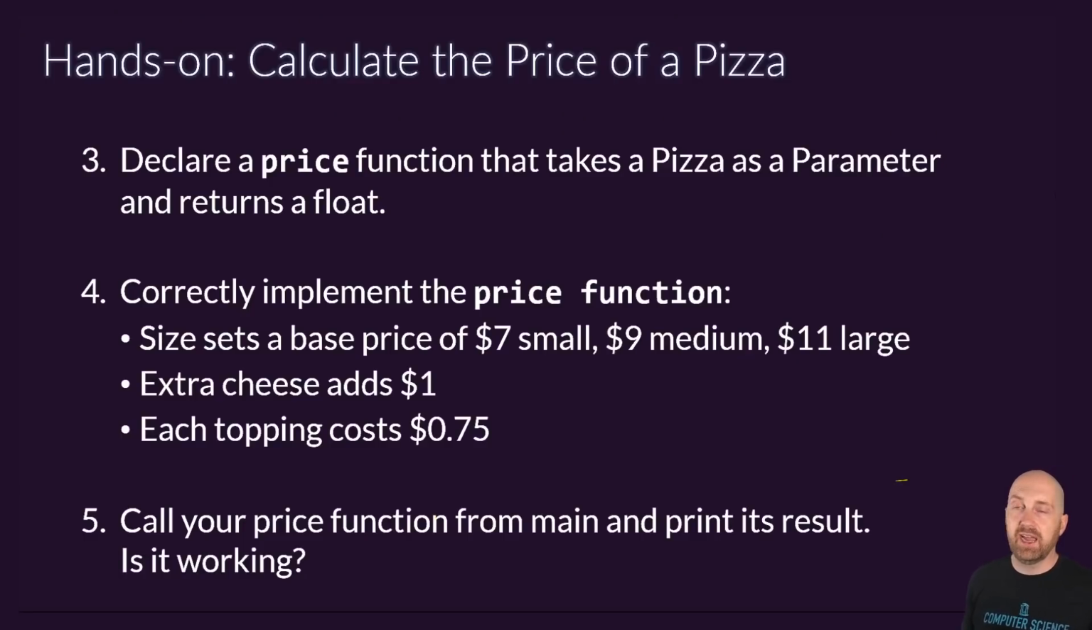Next, I'd like you to try calculating the price of a pizza by writing a function named price that has a single parameter whose type is pizza, and it's going to return a float value. The logic behind the computation is that the base price is going to be $7 for small, $9 for medium, and $11 for large. You can assume there's no other size. The extra cheese will add an additional $1. Each topping will add an additional 75 cents. Once you've tried implementing this function, go ahead and call it from your main function and convince yourself that your implementation was correct. Pause the video here and continue on in writing this function.